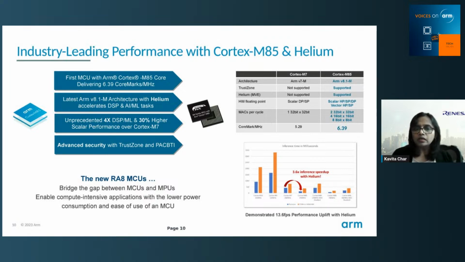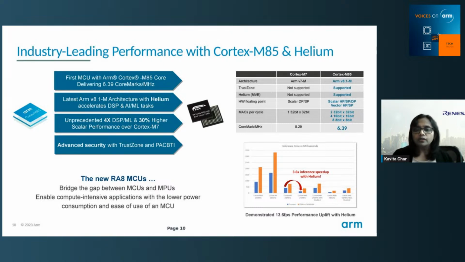So this is a quick comparison with the Cortex-M7 core. As you can see, floating point support is scalar, double precision and single precision on the Cortex-M7 core. ARM has introduced half precision on the Cortex-M85 core, both for scalar as well as vector operations. And in terms of just the raw performance, MACs per cycle, it doubles the performance. So 2x, 32-bit by 32-bit per cycle, multiply accumulates. And CoreMark, of course, I talked about that.